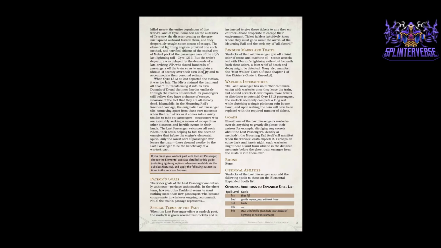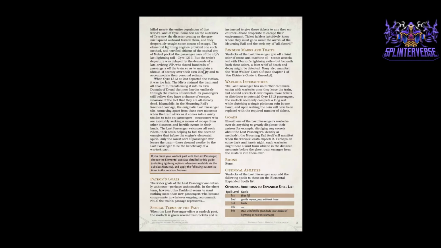The elemental lightning engines provided one such method, and terrified citizens of the capital city of Metrol packed the passenger cars of the city's last lightning rail, Suciwr, but the train's departure was delayed by the demands of a late-arriving VIP who forced hundreds of passengers off the train so as to maintain a shroud of secrecy over their own identity and to accommodate their personal retinue. When Suciwr at last departed the station, it was too late. The mist claimed the train and all aboard it, transforming it into its own domain of dread that now hurtles endlessly through the realms of Ravenloft. So you see you're getting a ton of lore as well in this book, which I think is awesome.